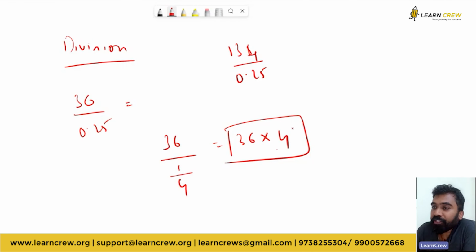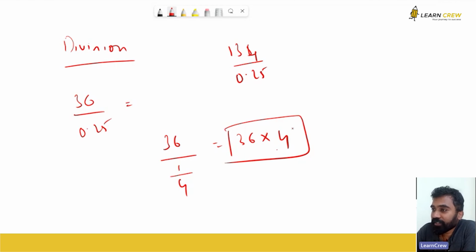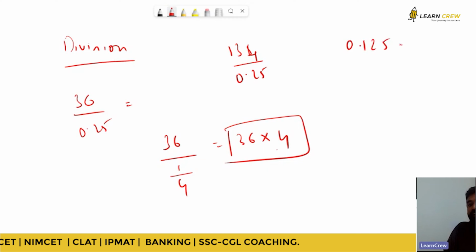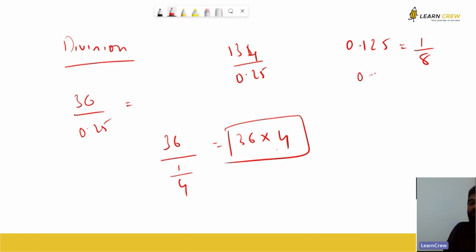What if it is 0.125? What is the multiplying factor? 8 is the multiplying factor. 1 by 8 is 0.125. 0.125 is going to be 1 divided by 8. 0.25 is 1 divided by 4. 0.2 is 1 by 5.